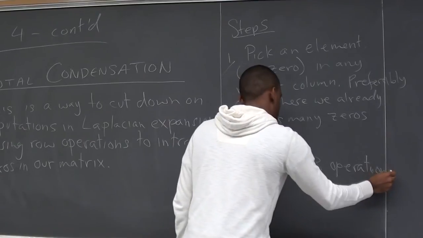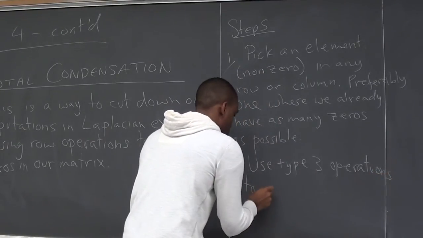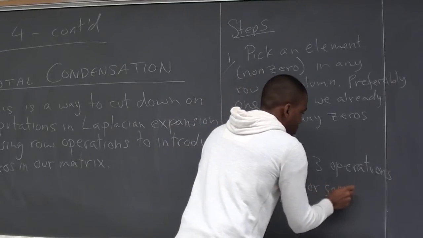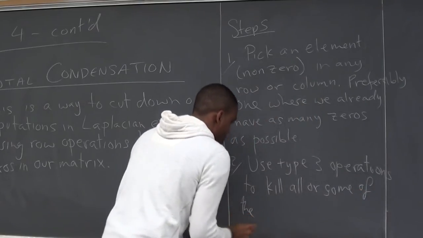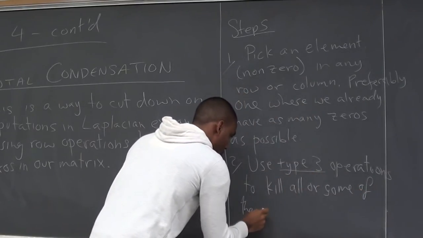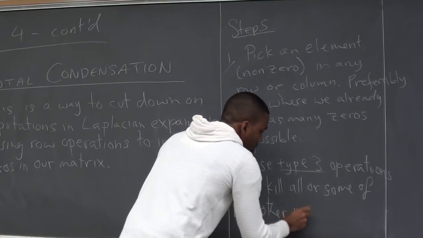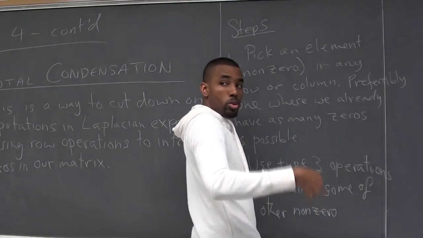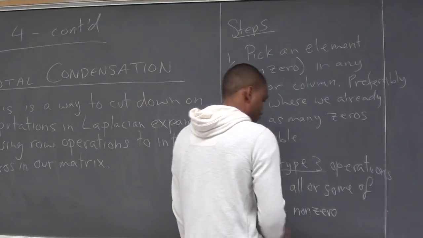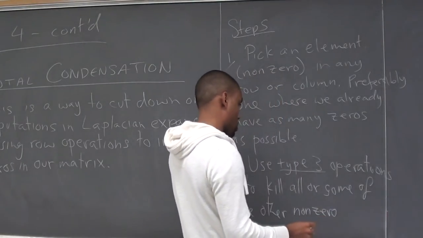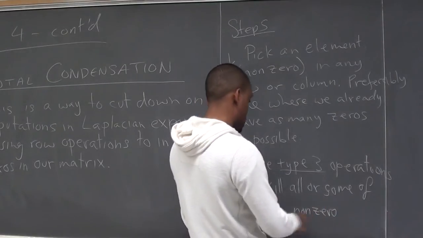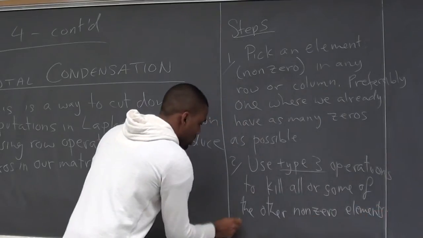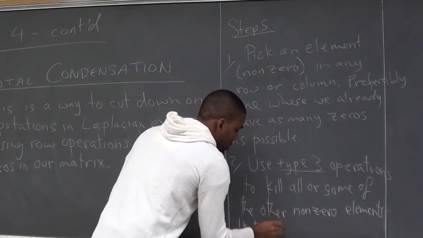Use type 3 operations to fill all or some of the other non-zero elements. Type 3 was the subtraction? Yeah, okay, so my complete guess was correct. It's not subtraction, it's changing a row by that row plus a multiple of another. Fill some or all of the other non-zero elements in the pivots.